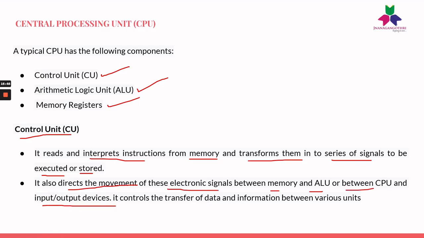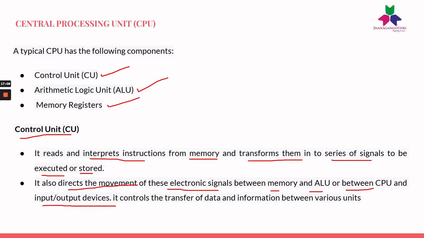So the control unit basically coordinates all the activities of units in a system. It instructs the rest of the components of the computer about how to carry out a particular task, how to carry out a particular program instruction. So it coordinates.